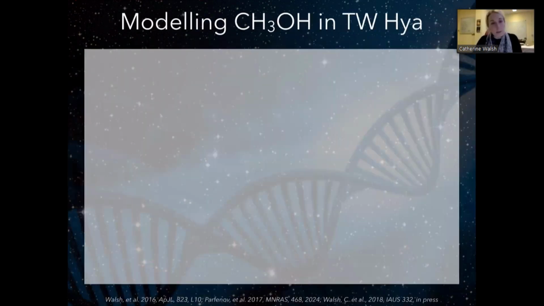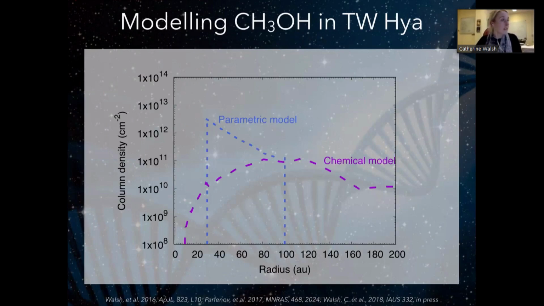To try and give some insight into this, we can model the chemistry using a large chemical model with lots of bells and whistles. We put everything in. We use a template structure for the disk, and then we can look at what the distribution of the molecule looks like. And I show this work here.